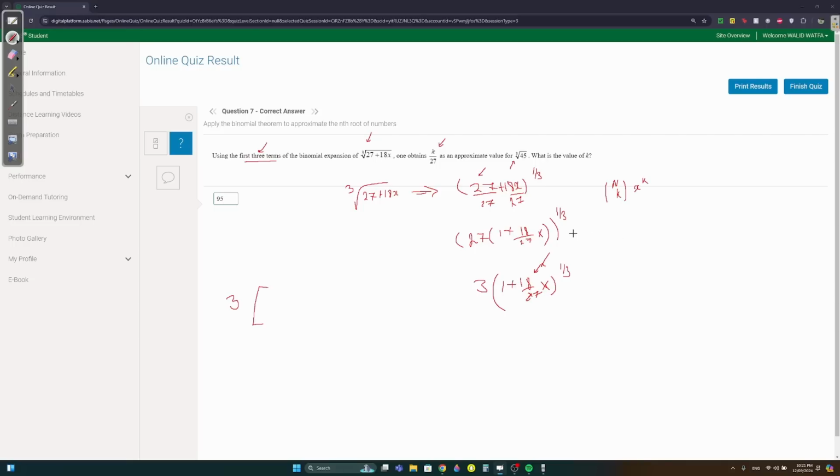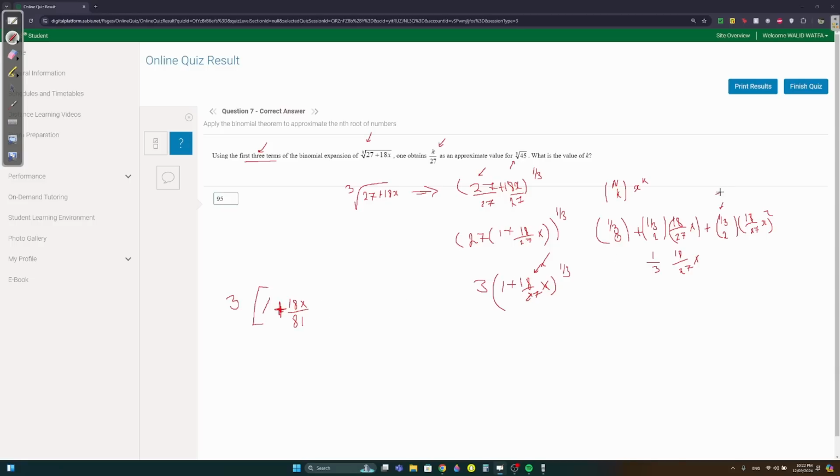So let's see. I'm going to have 1 over 3 c0, right? That's the first one. Plus 1 over 3 c1. So we're going to have 18 over 27x. Plus 1 over 3 c2, 18 over 27, how much is it now? Squared. Okay. Plus, oh no, these are already 3 terms. So 1 over 3 c0 is 1. 1 over 3 c1 is 1 over 3. So this is 1 over 3 times 18 over 27x. Okay, this becomes 18 over 81. So 18x over 81.